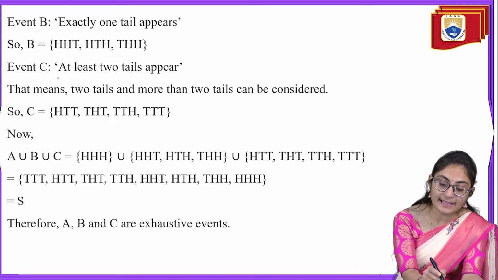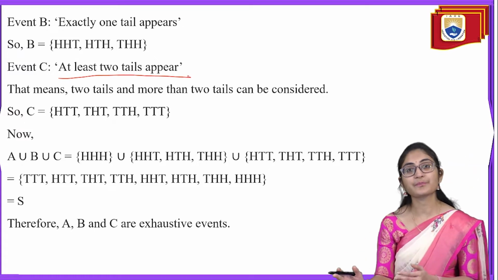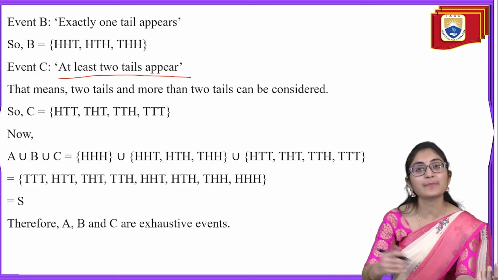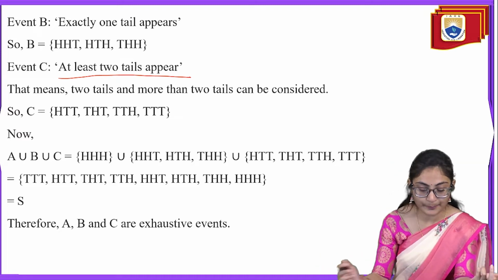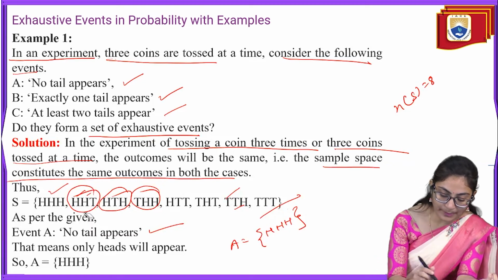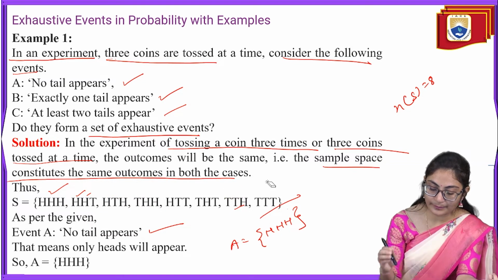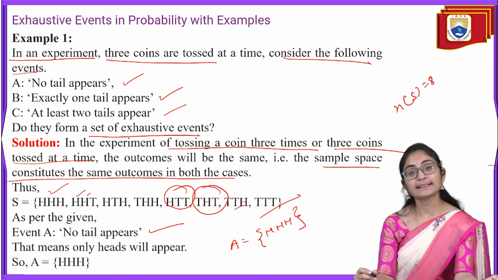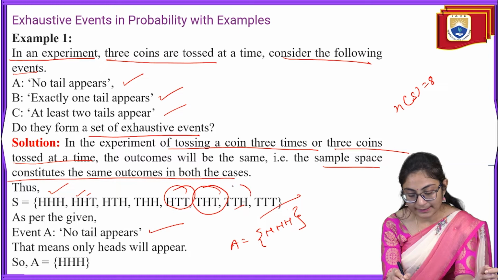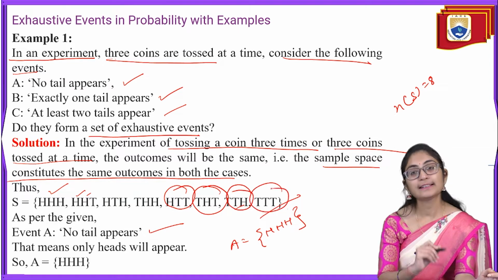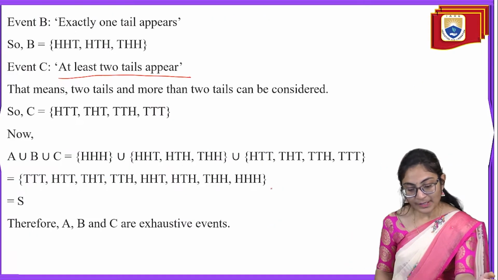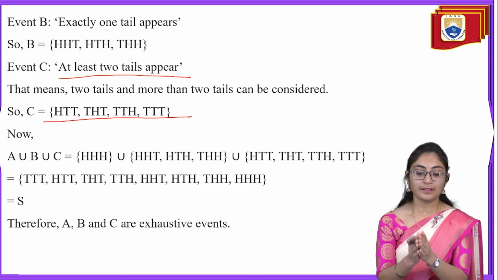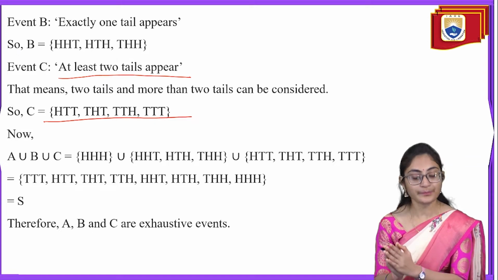Now C is at least 2 tails appear. At least means a minimum of 2 tails and a maximum of 3 tails we can get. So these are our possibilities: head, tail, tail; tail, head, tail; tail, tail, head; and all 3 coins tail. That means there are 4 possibilities for the at least 2 tails event.